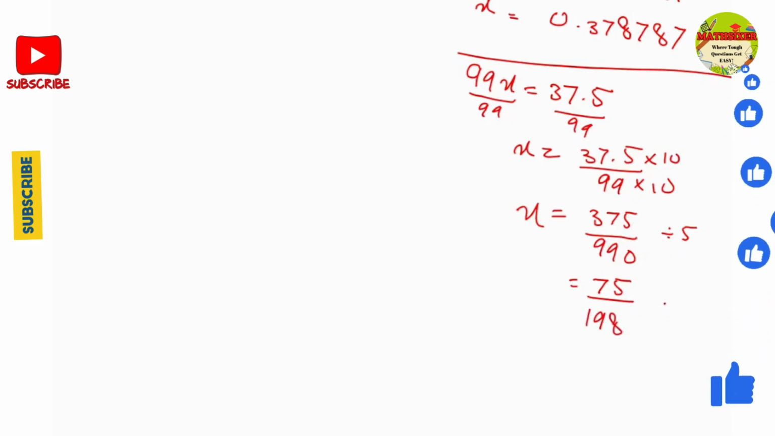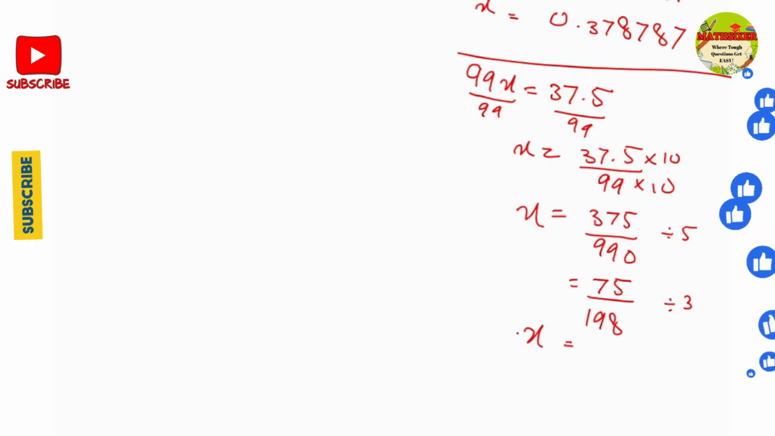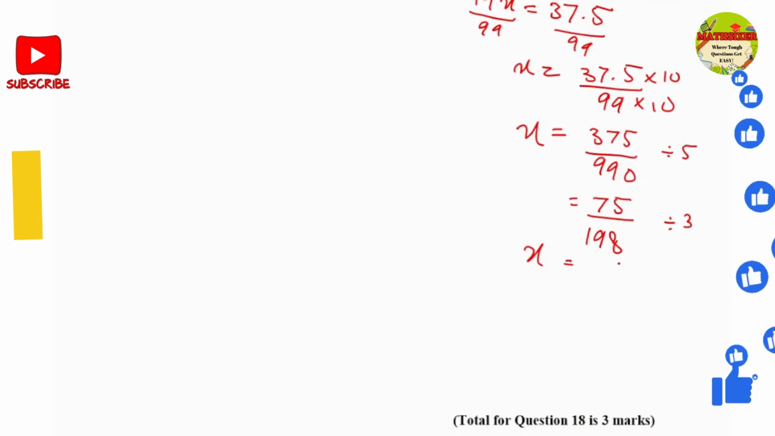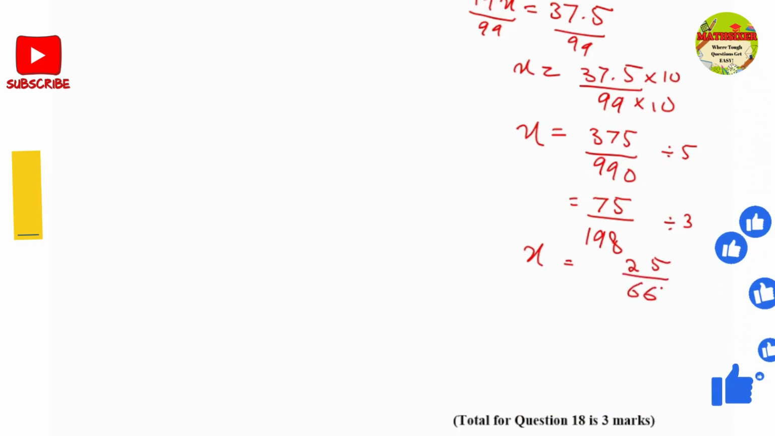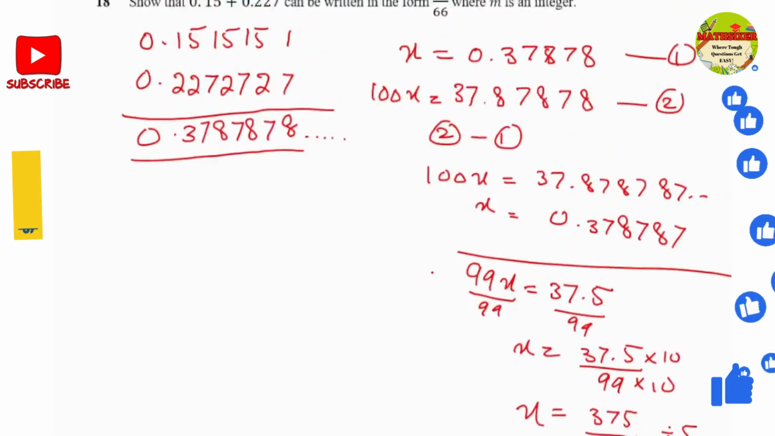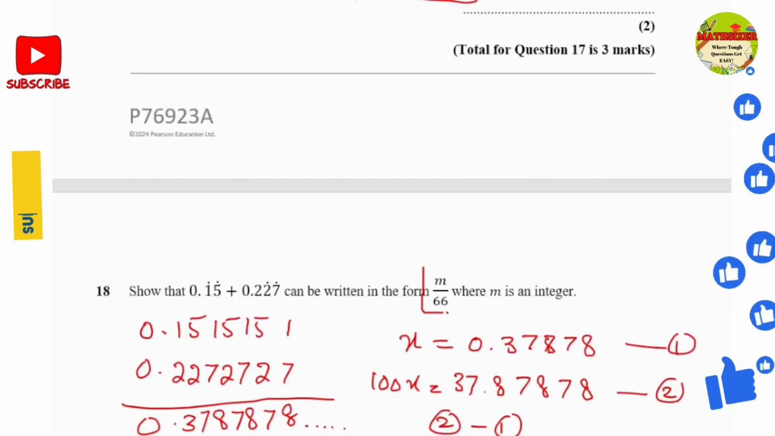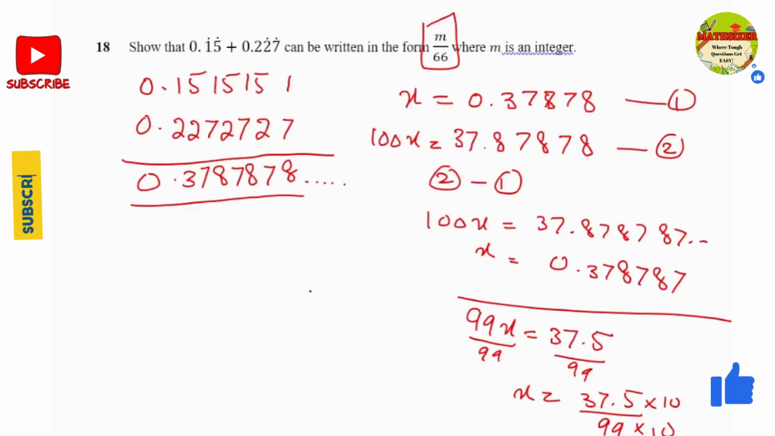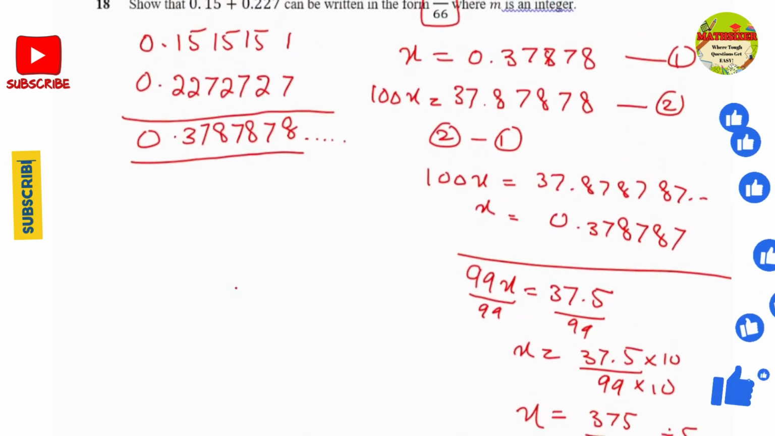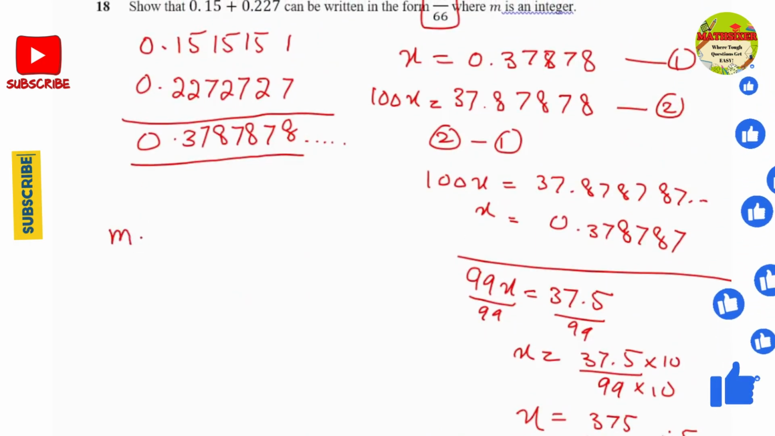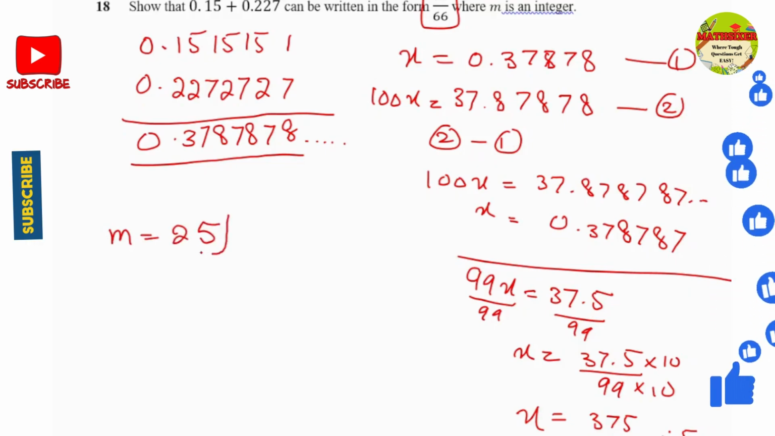Now let's see what number we can divide by. We can divide by 3. So the final answer we will get over here is 25 over 66. And what they're asking in the question is m over 66. So what is our m value? Our m value is 25. So we can say that our m value is 25.